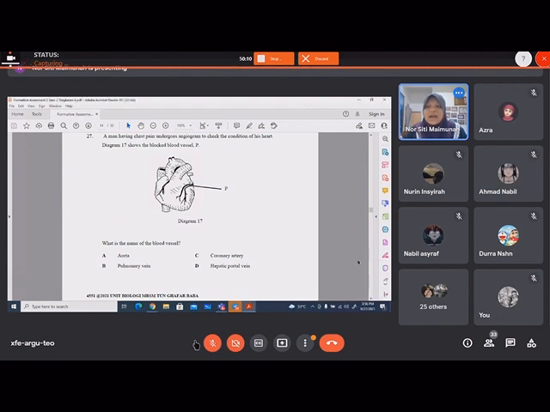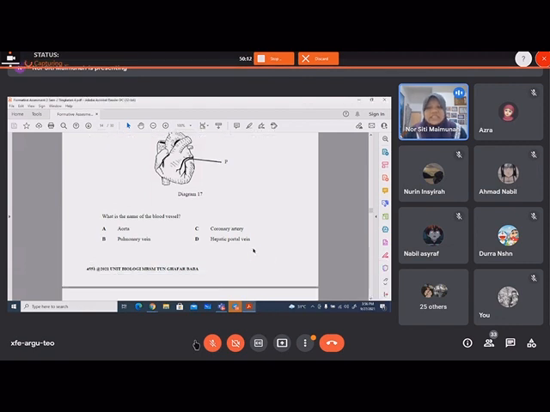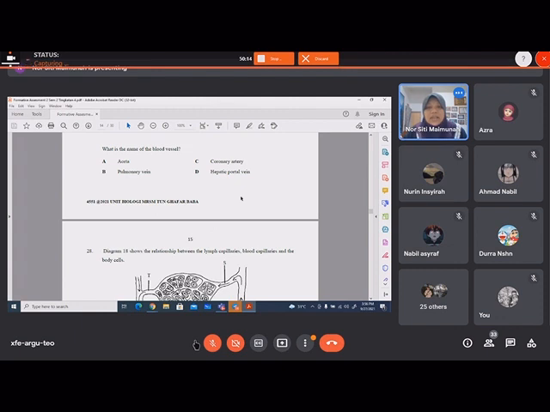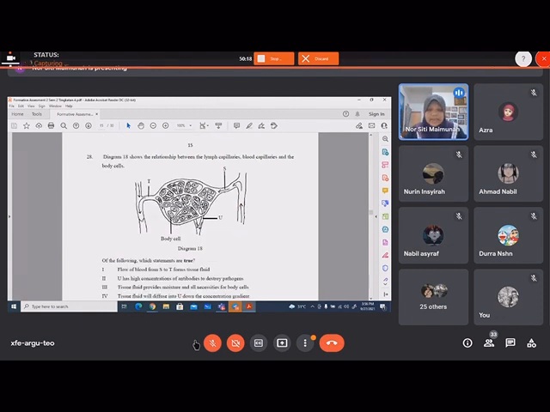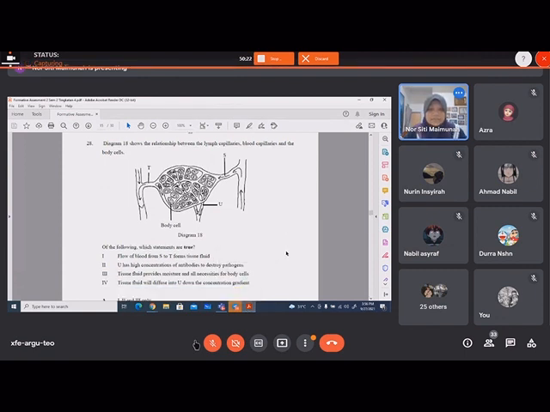Okay. So that is a coronary artery. And this is related with the cardiovascular diseases nanti. Penyakit-penyakit berkaitan dengan jantung kan. Bunyi lah macam coronavirus pula kan.